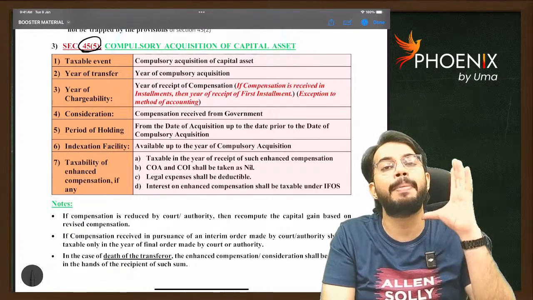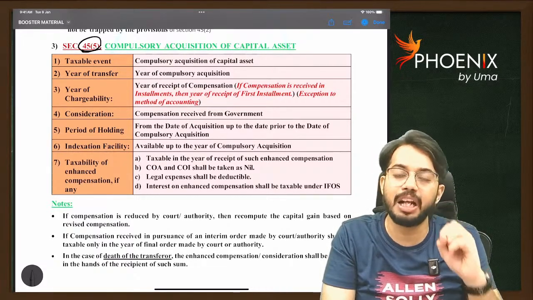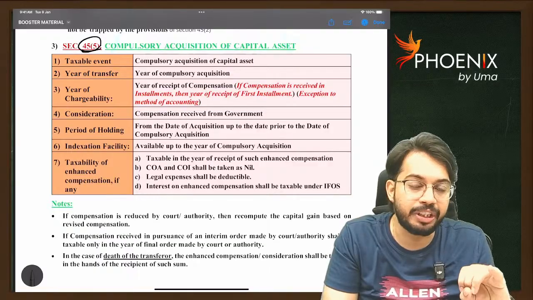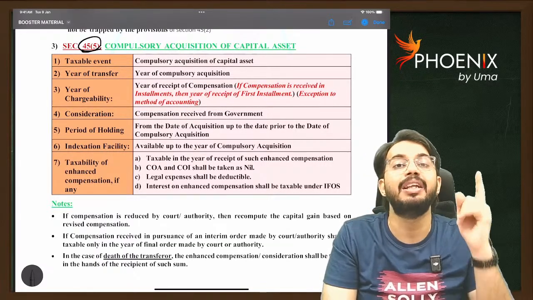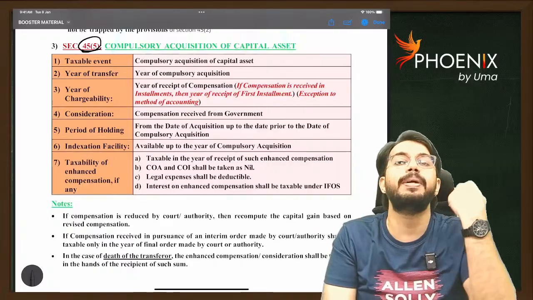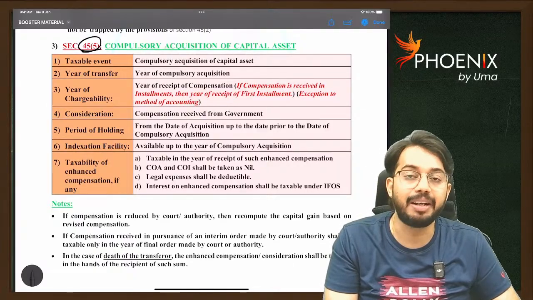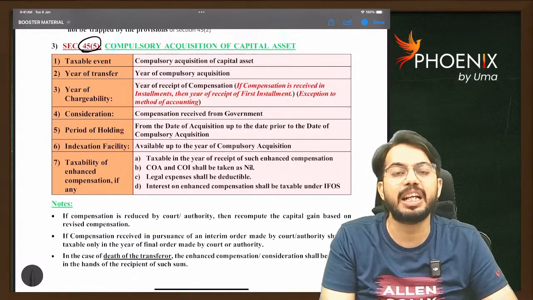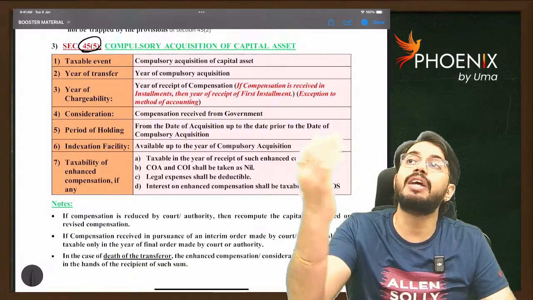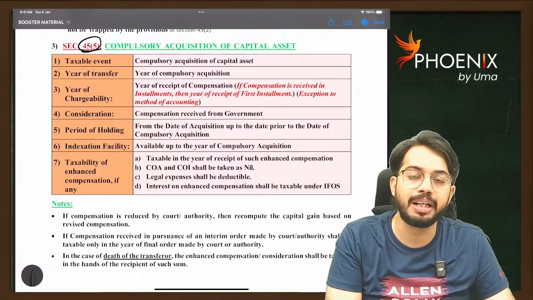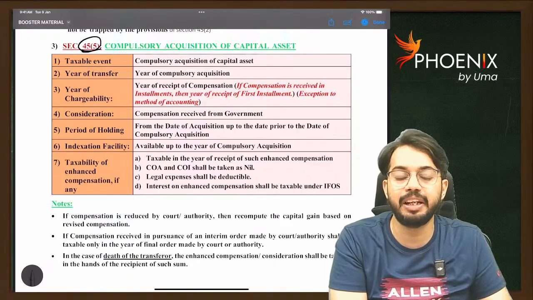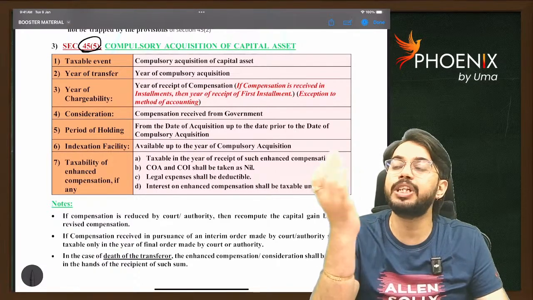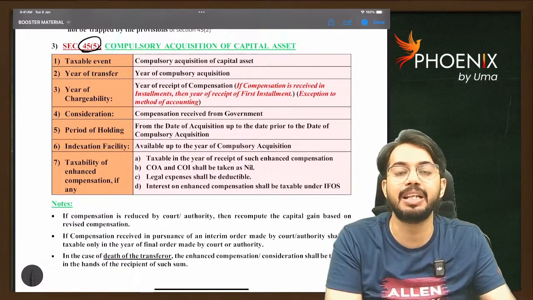So whenever compulsory acquisition is done, the year of transfer is the year of compulsory acquisition. But in the year of compulsory acquisition, capital gains are not taxable. They are taxable in the year in which compensation is received from government. Sir, what is to be taken as full value of consideration? Whatever compensation received from government is there, that will be taken as full value of consideration. Is it clear? Are you able to understand? Compensation received from government will be taken as full value of consideration.